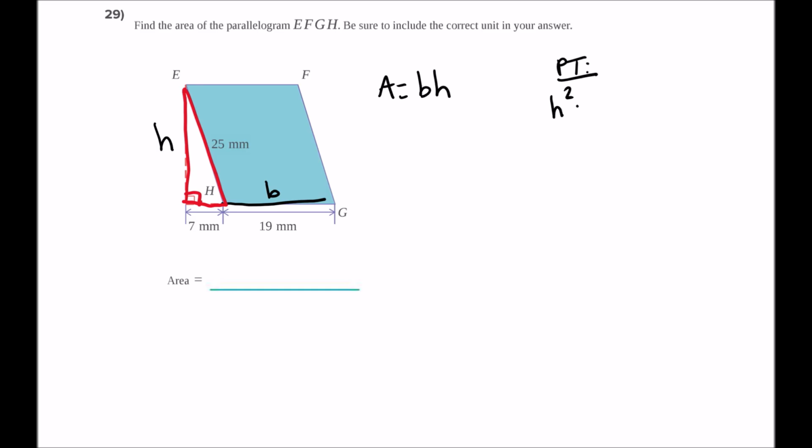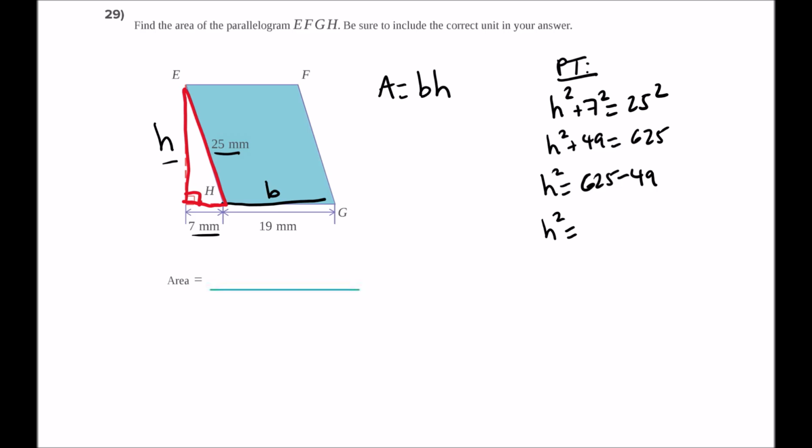So h squared plus 7 squared equals 25 squared. Those are the three sides, 25, 7, and h. So we get h squared plus 49 equals 625. So we're going to subtract 49 on both sides. So h squared equals 625 minus 49, which is 576. And then we have to get rid of the squared, we have to do the square root. So h equals the square root of 576, which is actually equal to 24.